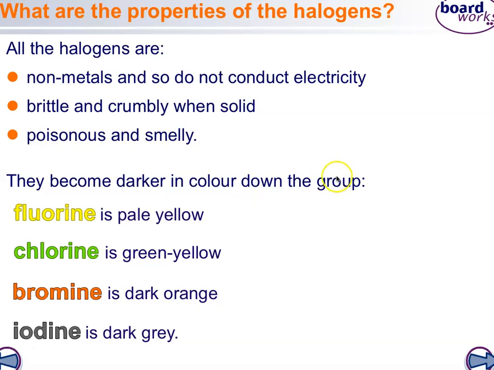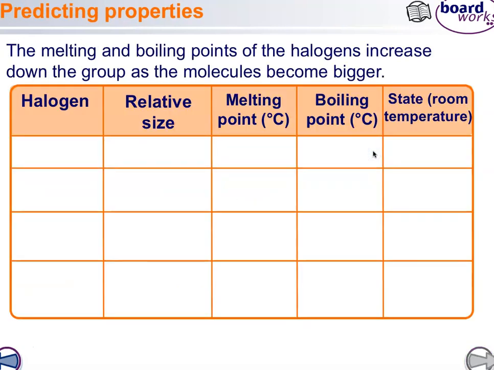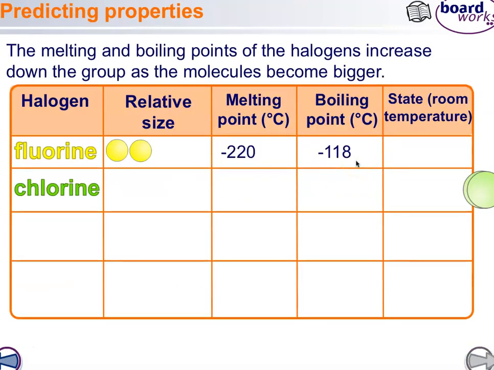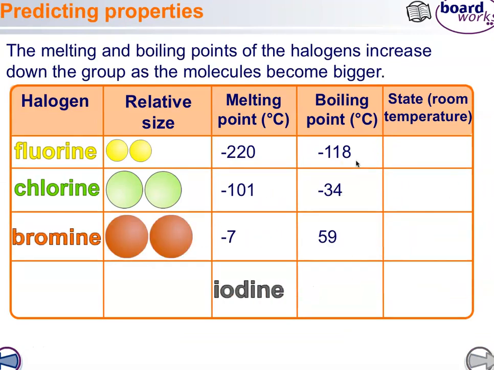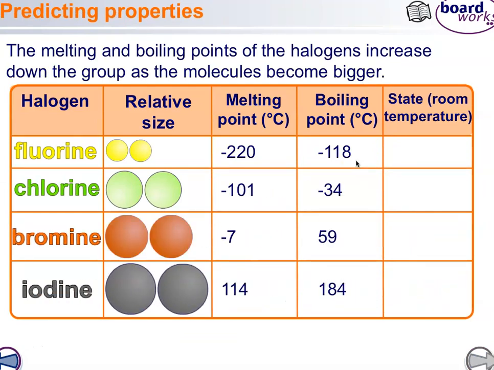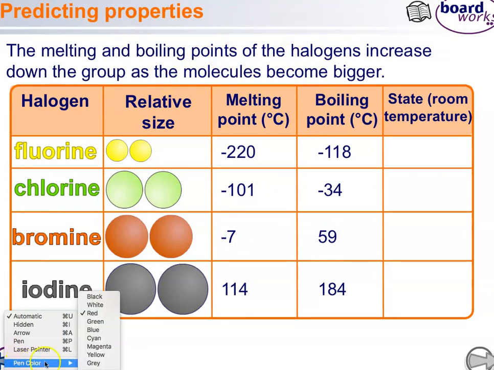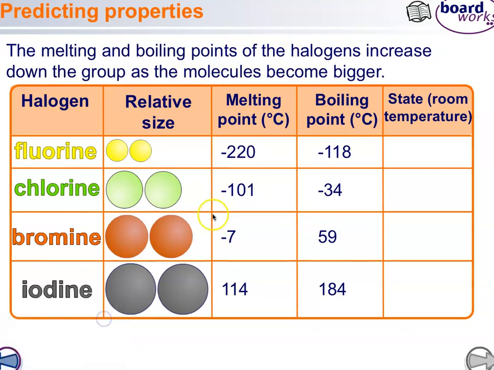Okay, so pay attention to the colors of the individual elements as you go down the group. Now, let's look at their melting and boiling point as you go down the group. If you look at this table, you will realize that the melting and the boiling point increase as you go down the group.